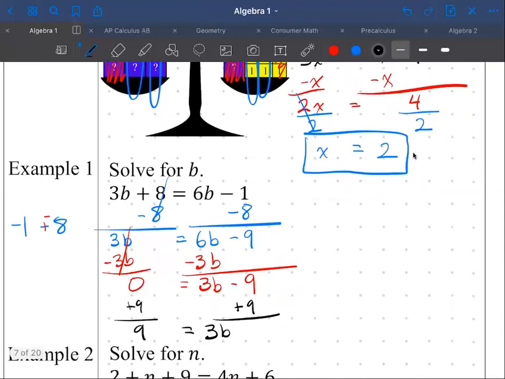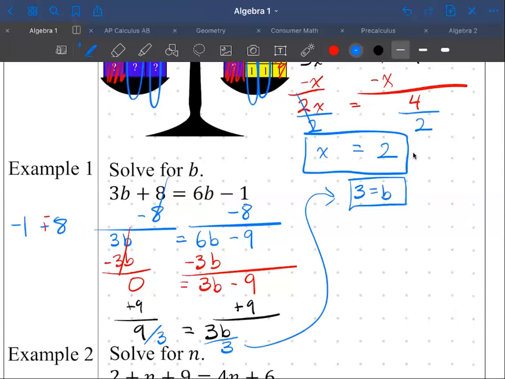And running out of room here. But we're basically there. We have one final step. You want to do a Zeke? Sure. You could divide each side by 3. And then that would give you what for your new equation? That would give you 3 equals b. Yeah, there it is.